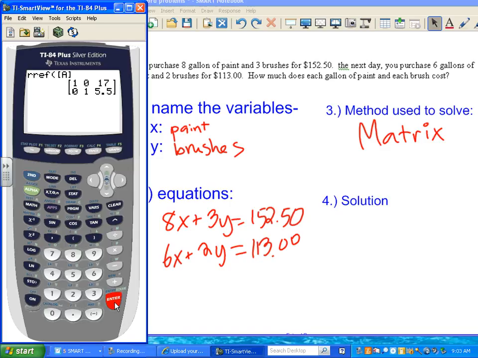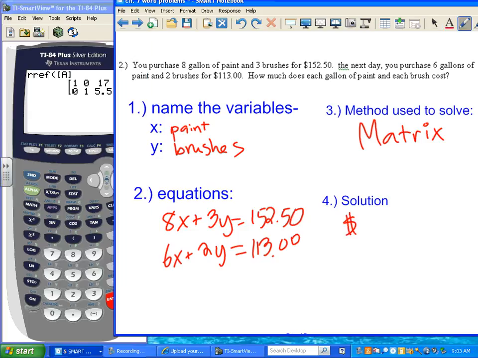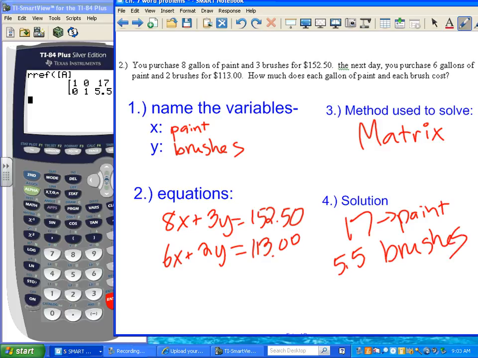Okay, did everyone get 17 and 5.5? Okay, Haley Waters, what does that mean in this problem? Yep. So 17 gallons of paint were purchased and 5.5 brushes. Actually, sorry, that is the cost. Because if you buy 8 of them, how much did it cost? So you need to keep your dollar signs there. $17 for the paint and $5.50 for the brushes. So the X and Y there was the cost of each of them.